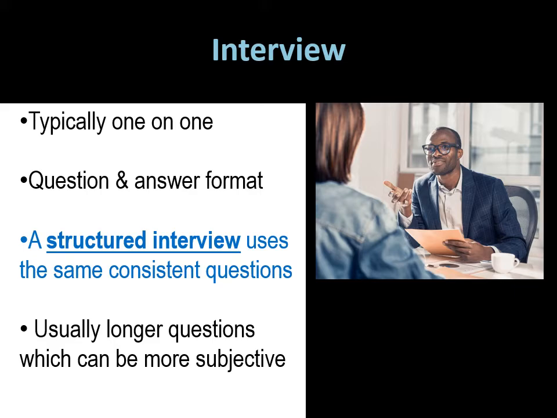A structured interview means that you have the same exact consistent questions that you ask every single person. Unstructured means that maybe you ask different questions to different people depending on how the interview is going or what direction it's taking. But a structured interview is just what it sounds like, very structured. Everyone gets the same sequence. Again, usually longer and more subjective answers. How do you judge that answer to be emotional, or serious, or scientific? It's much more difficult.